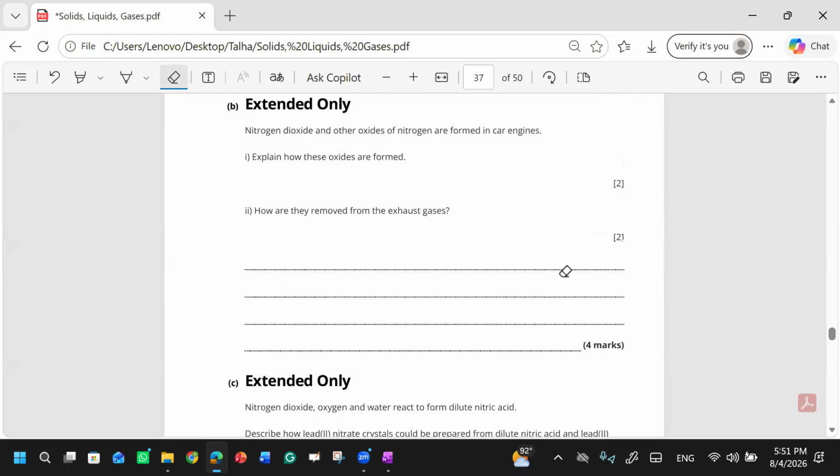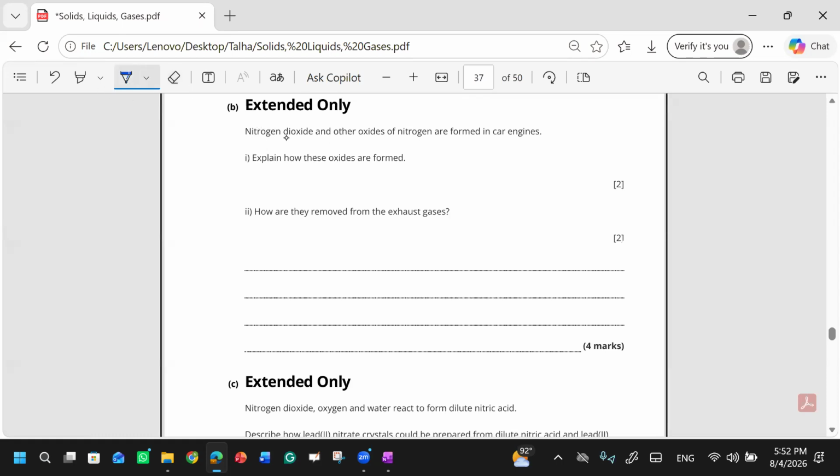Nitrogen dioxide and other oxides of nitrogen are formed in car engines. Explain how these oxides are formed. Just give me 1 minute. Okay, you can continue. You know about how these oxides are formed in the car engine? This is a very general question. This is not only related to the chemistry. Maybe they are talking about nitrogen oxide.